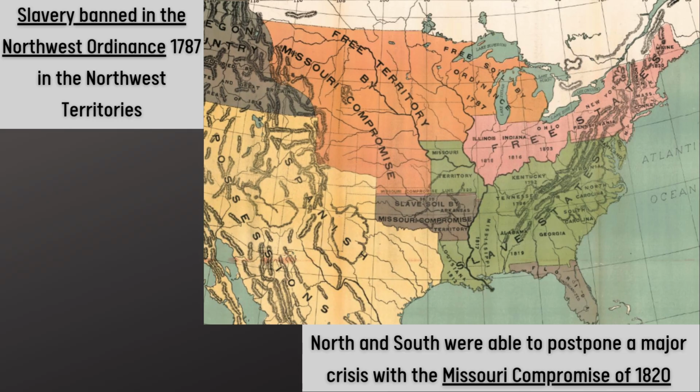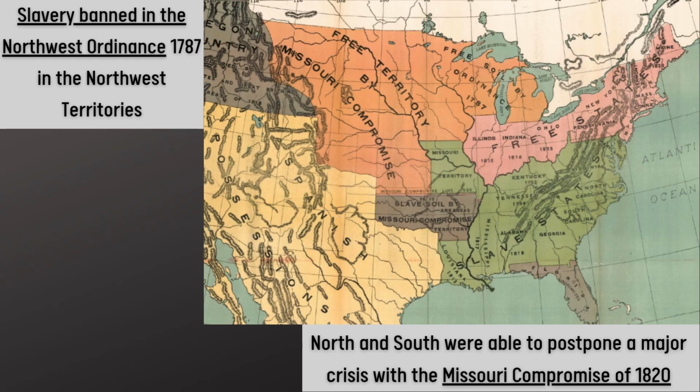The historical context of slavery in the late 18th and 19th century. The Northwest Ordinance of 1787 was a significant piece of legislation, as it banned slavery in the Northwest Territories. This marked an early attempt to limit the spread of slavery in the new territories of the United States.